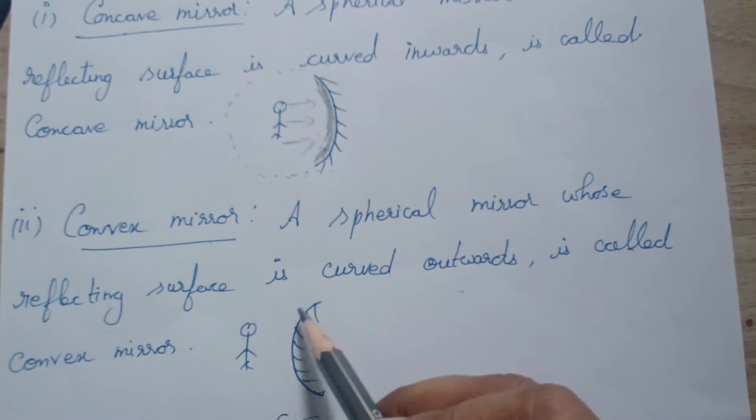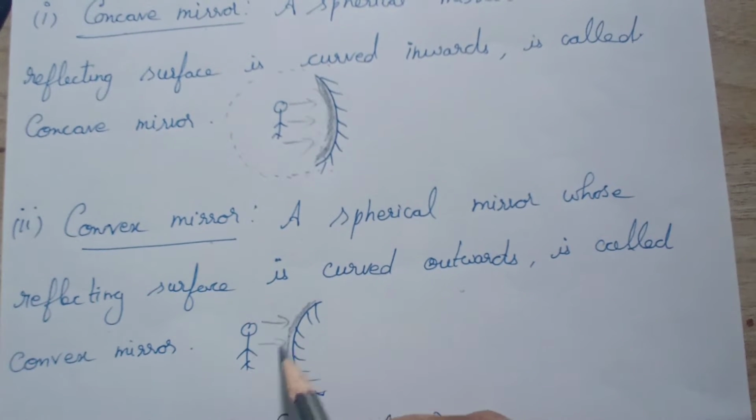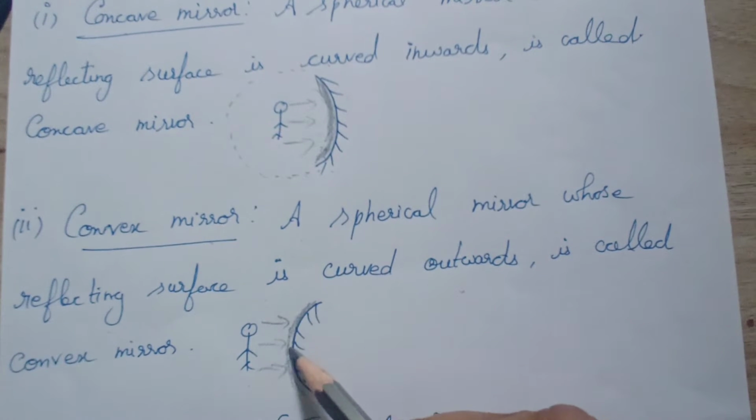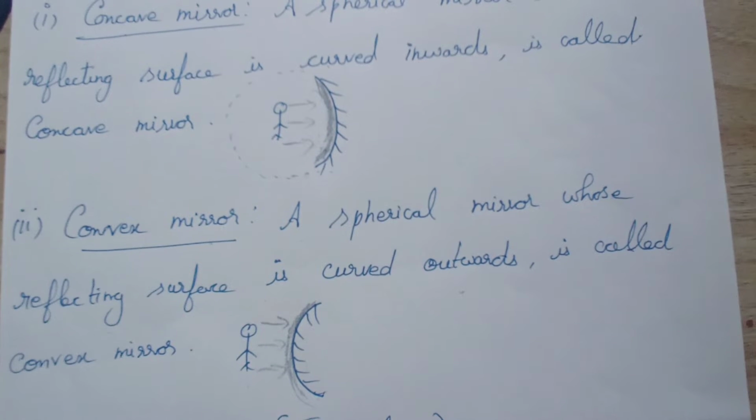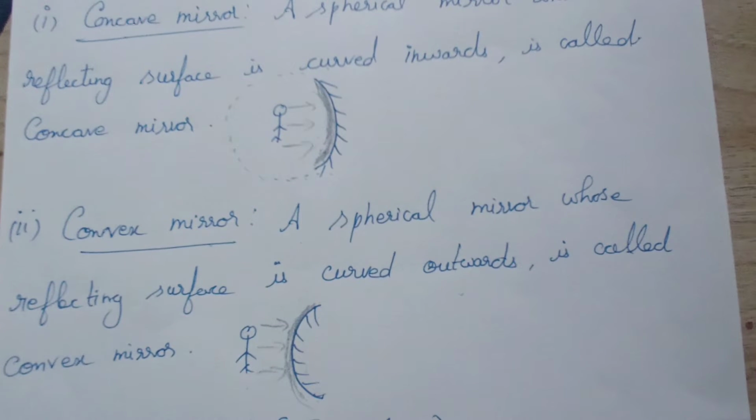You are standing here. This is your reflecting surface. Light falls here and is reflected back. This is your non-reflecting surface. It is curved outwards, so it is called a convex mirror. Before we learn how images are formed in curved mirrors, that is spherical mirrors, first we'll learn some of the terminologies used in spherical mirrors.